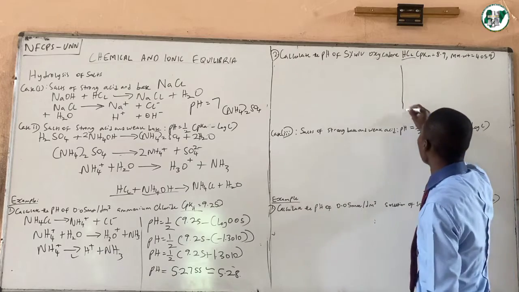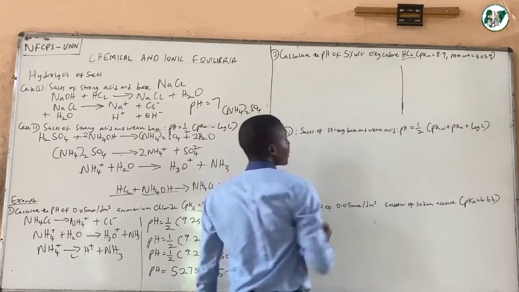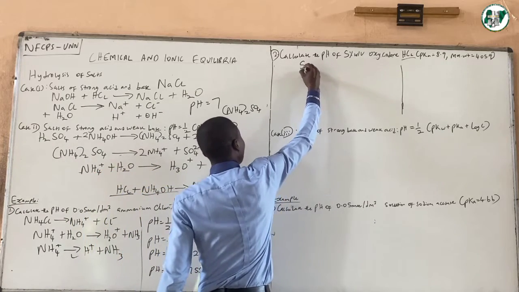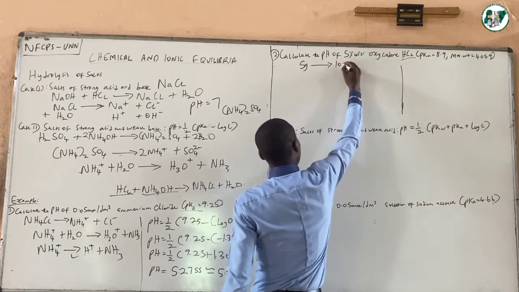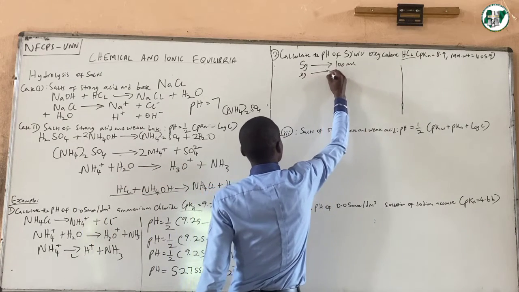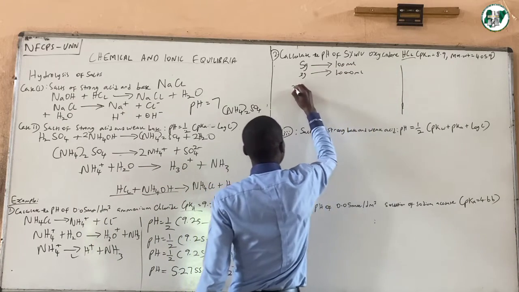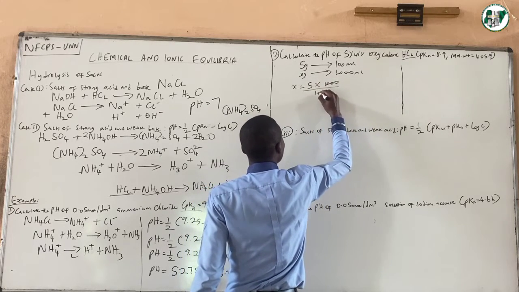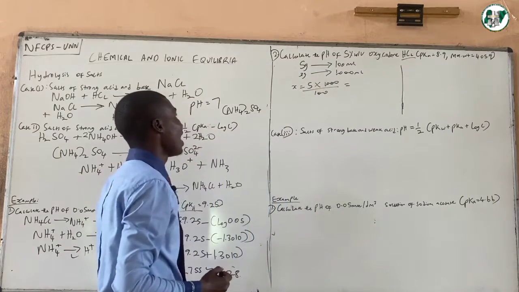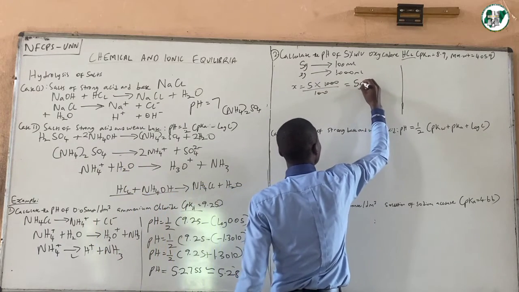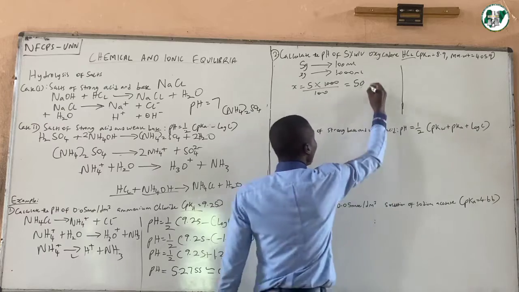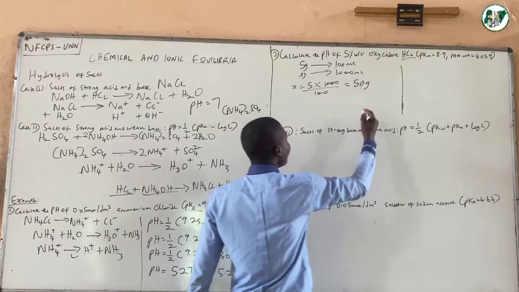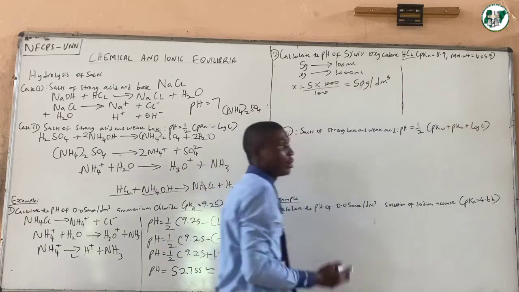I already told you earlier on that 5% weight per volume simply means gram in 100 mL. So 5% weight per volume means that 5 gram is present in 100 mL. So S gram will be present in 1000 mL. S is now equal to 5 times 1000 divided by 100, and that's going to give us 50 gram in 1000 mL. I told you that 1000 mL is 1 dm cube, so that's going to be 50 gram per dm cube.